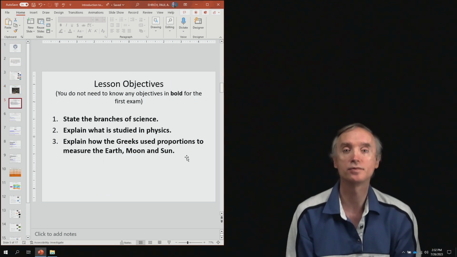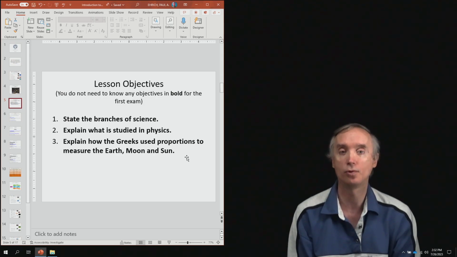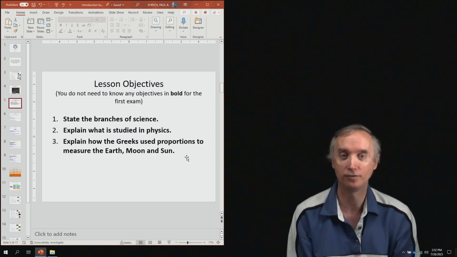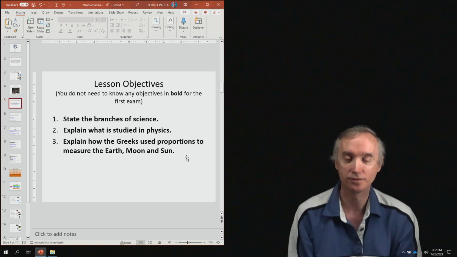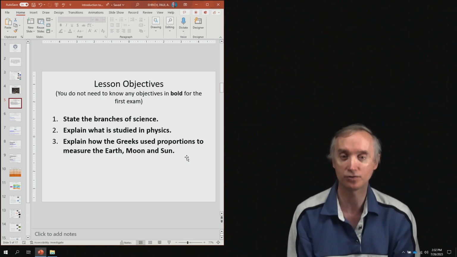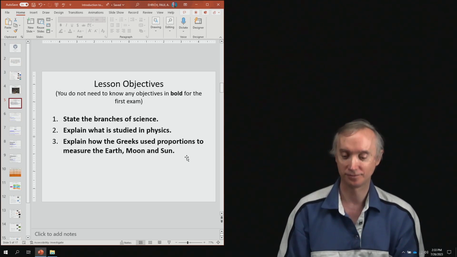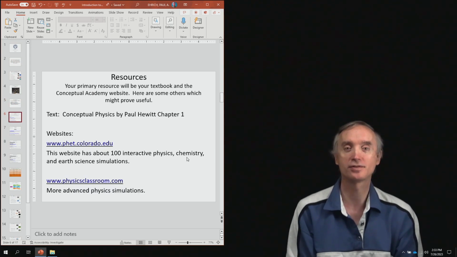So our lesson objectives are to state the branches of physics, explain what is studied in physics, explain how the Greeks used proportions to measure the earth, the moon, and the sun. But you'll notice it says up there at the top, you do not need to know any of the objectives in bold for the first exam, and look, all of those are in bold. So today is not really a day to take too many notes, but it's just to get really excited about physics. Are we excited yet? I hope so.